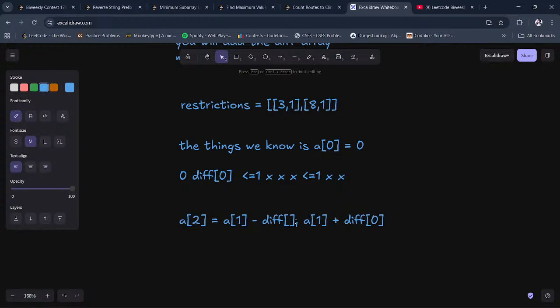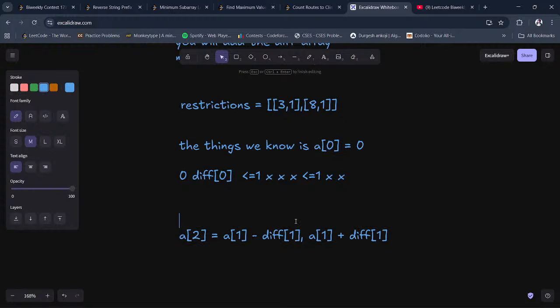I mean, this thing is 1, right? Calculating for 2, so this will become 1. So you're saying, hey Durgesh, I didn't get this point. Why is it plus difference or minus difference?